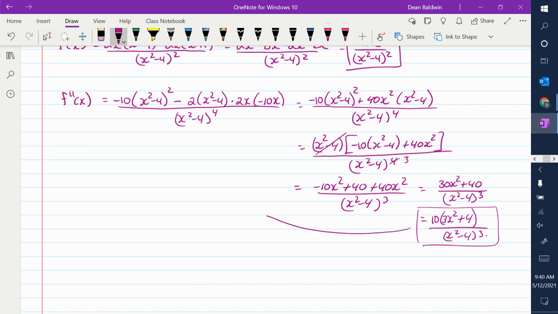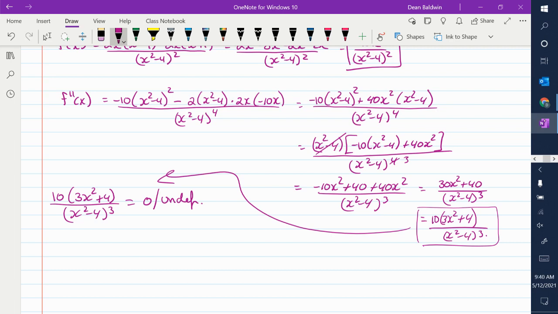So now that we have the second derivative, we ask ourselves, what makes it 0 or undefined, exactly like the critical numbers? 0 or undefined. So what makes it undefined? Undefined is when the bottom is 0. What makes the bottom 0? Here. Plus or minus 2, right?